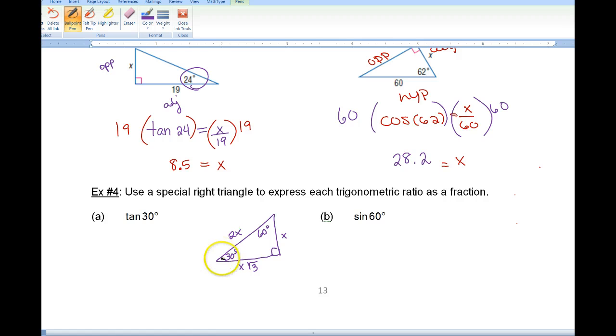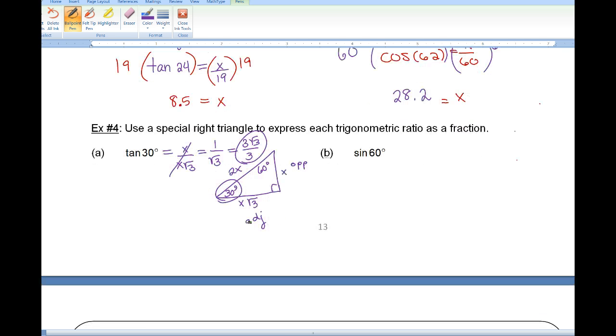So if I'm looking at tangent of 30, we're looking at the opposite and the adjacent. So if I look at that ratio, what's going to happen? I'm going to have x over x root 3, which the x's cancel. So 1 over root 3, multiplied by square root of 3 over square root of 3, becomes root 3 over 3.